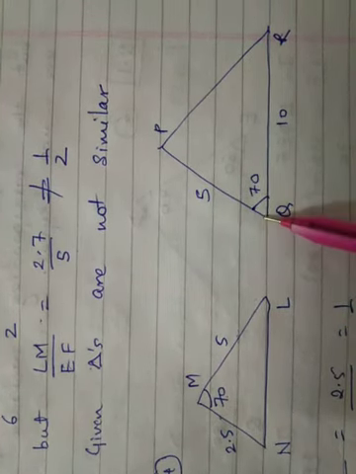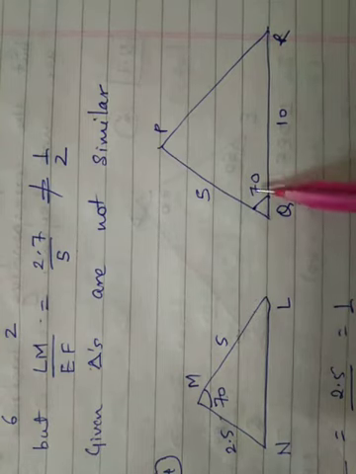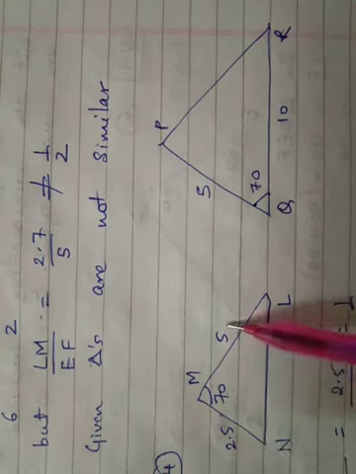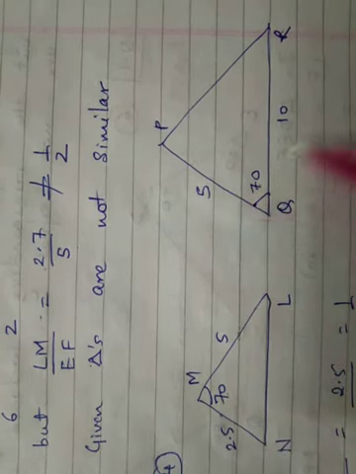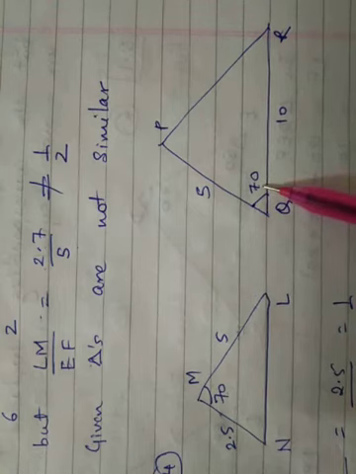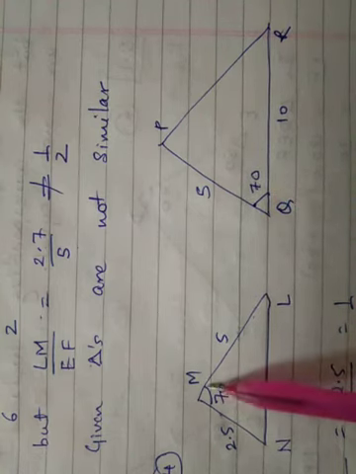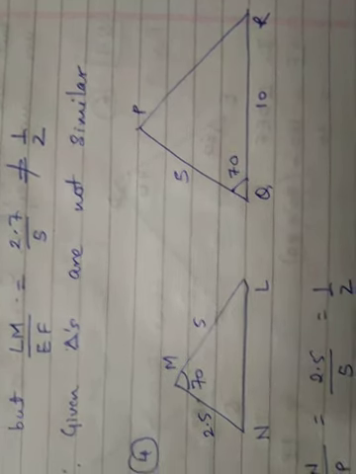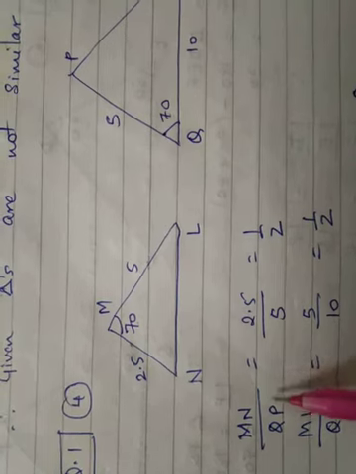Same way, between the two sides we are talking about here, the angle is also 70. This means the two corresponding sides are proportional and the included angle between the two corresponding sides is also equal. So by SAS you can say that the two triangles are similar. So let us think how to write it down.